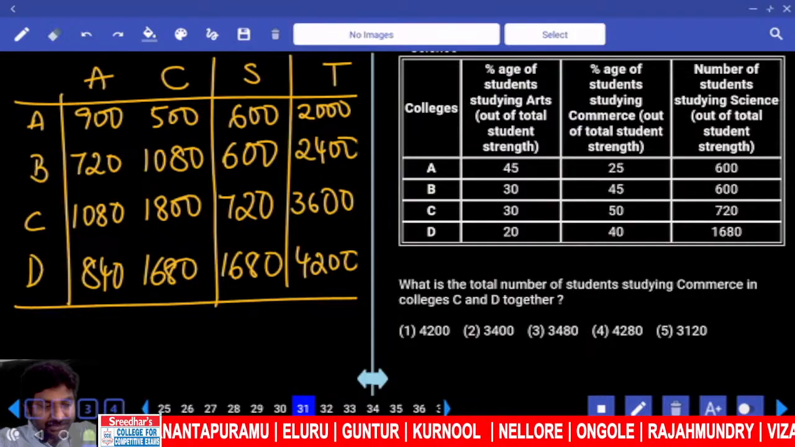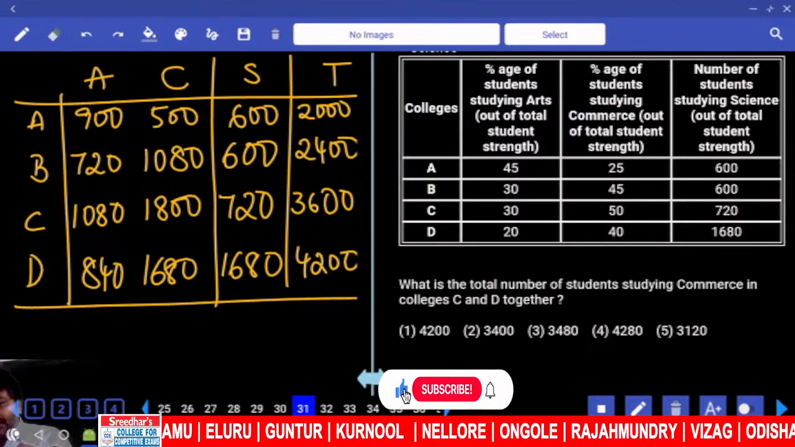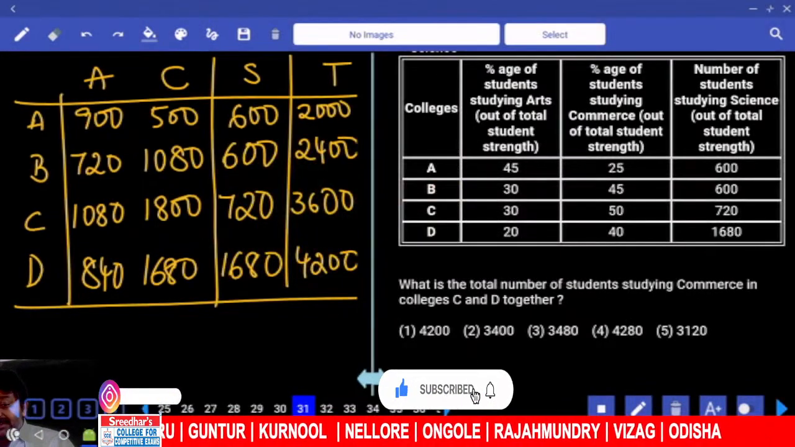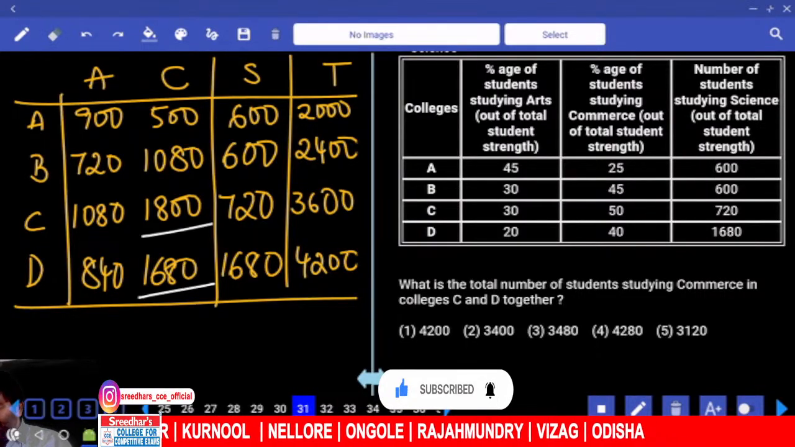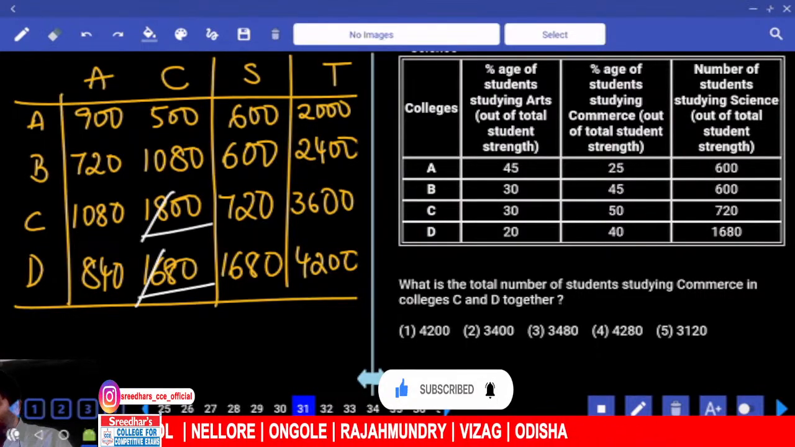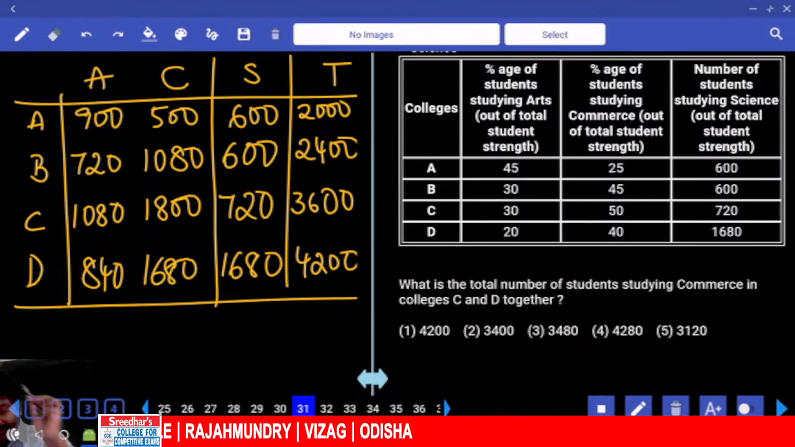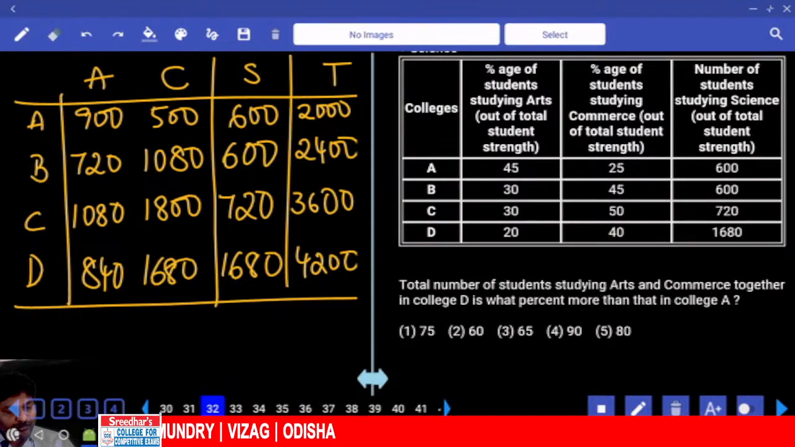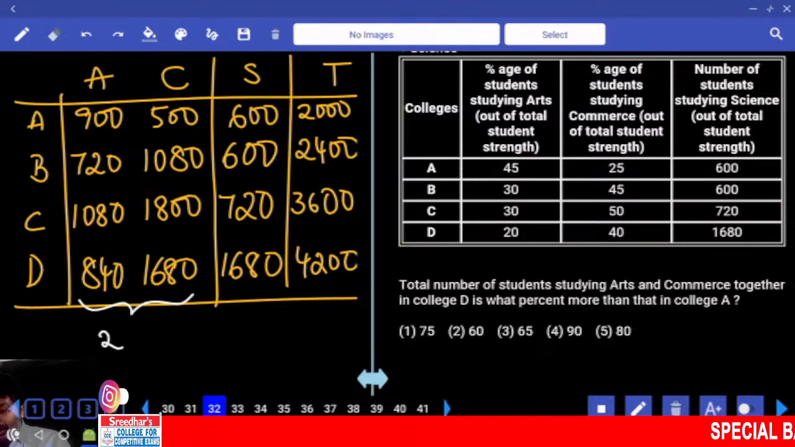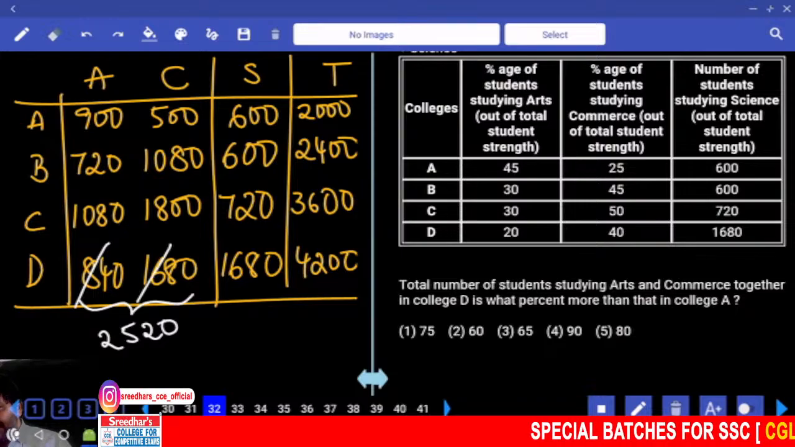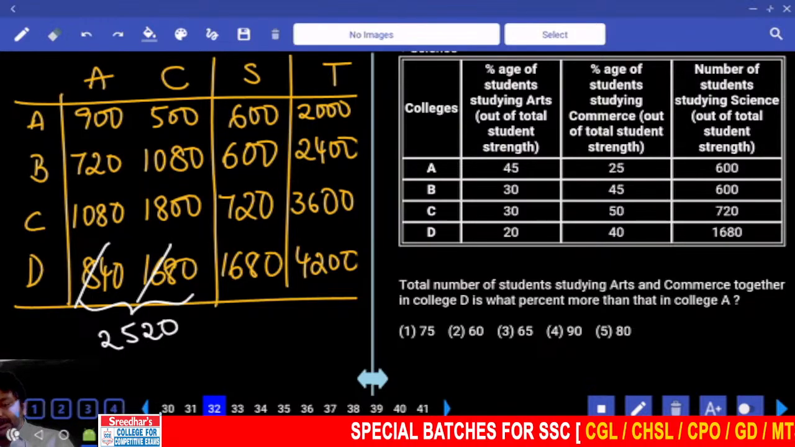What is the total number of students studying commerce in colleges A, C, D together? Commerce: 1600, 1800, total 3480. Number of students studying arts and commerce together in college D: 800, 1600, 2400, plus 120, 2520.